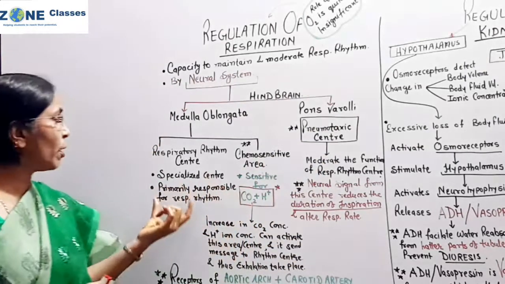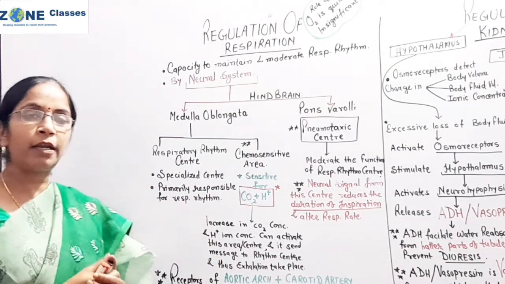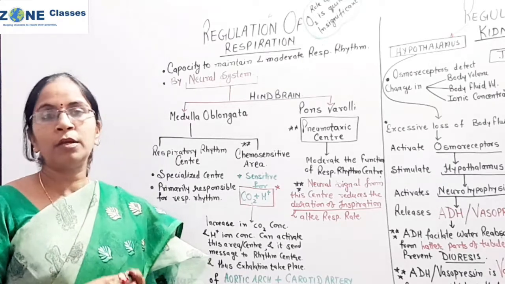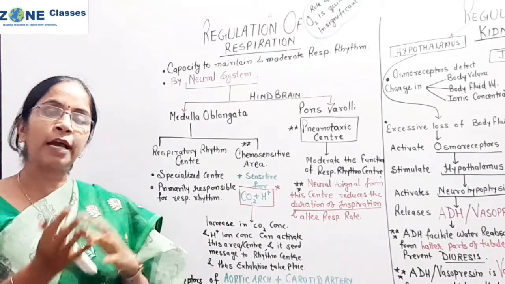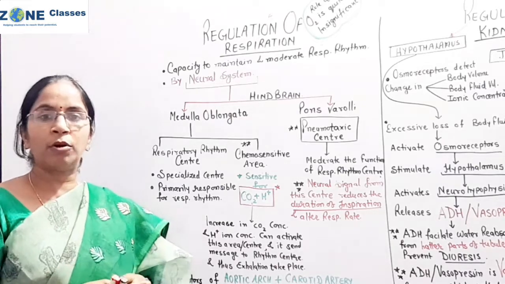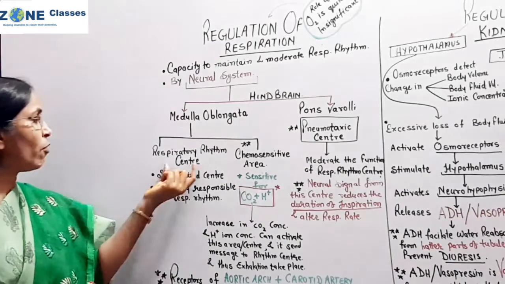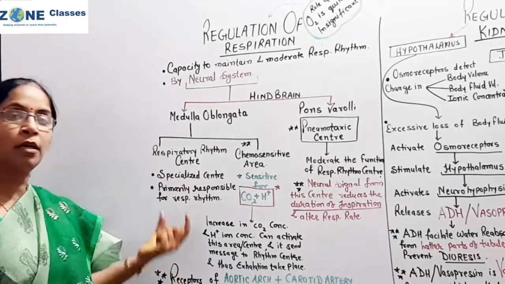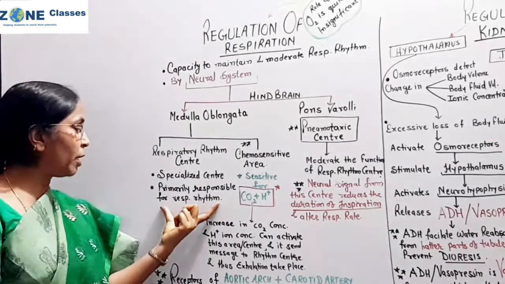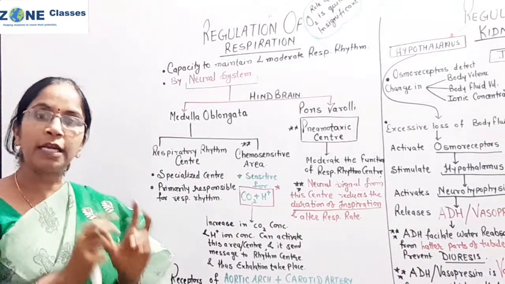First we discuss the role of the respiratory rhythm center. The meaning of rhythm is clear: in a particular rhythm, we inhale and exhale. When that rhythm is disturbed, the regulation of that rhythm of respiration, or inhalation and exhalation, is mainly performed by this center. So this is the specialized center, and this statement you remember very well: it is primarily responsible for the respiratory rhythm.